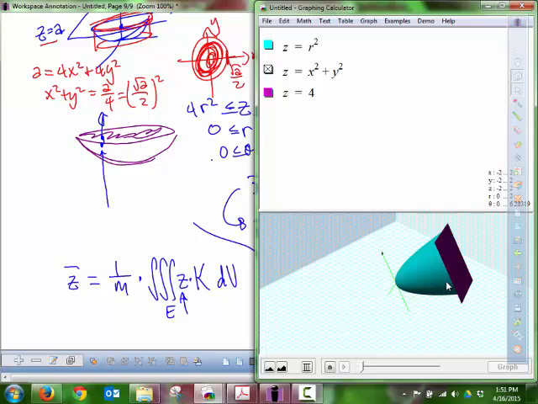Anything else? I wonder if we can make this into a circle. No.